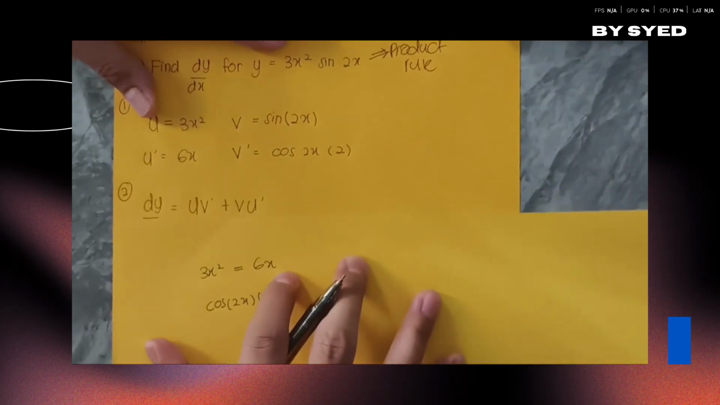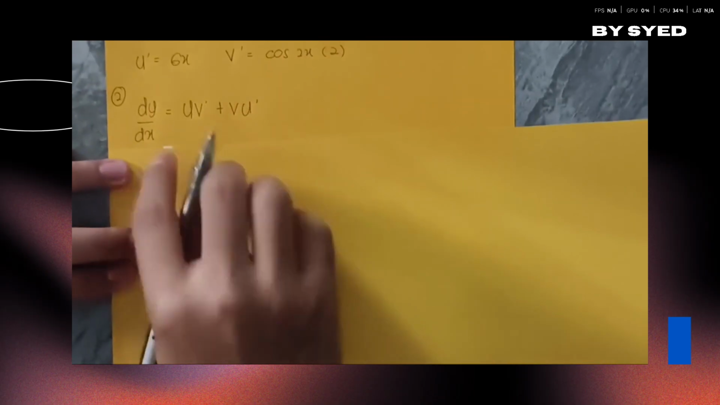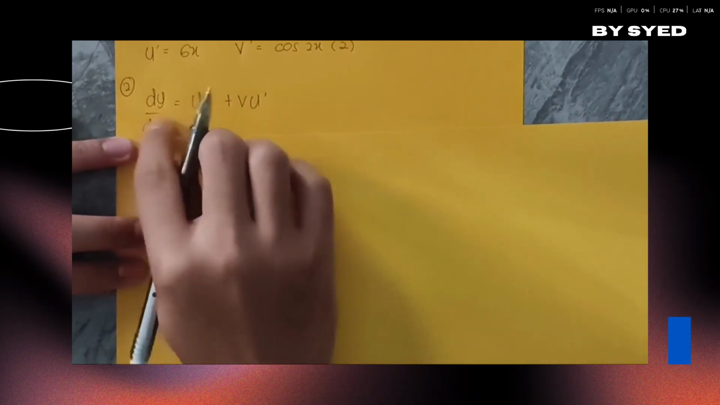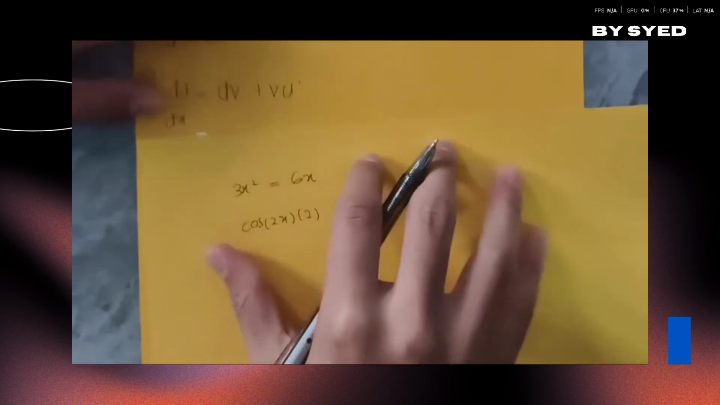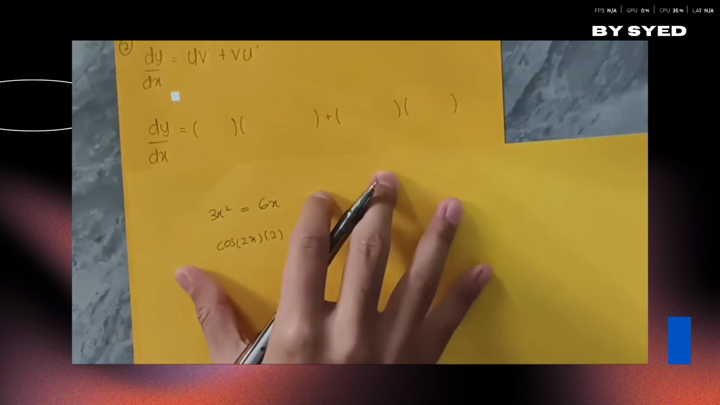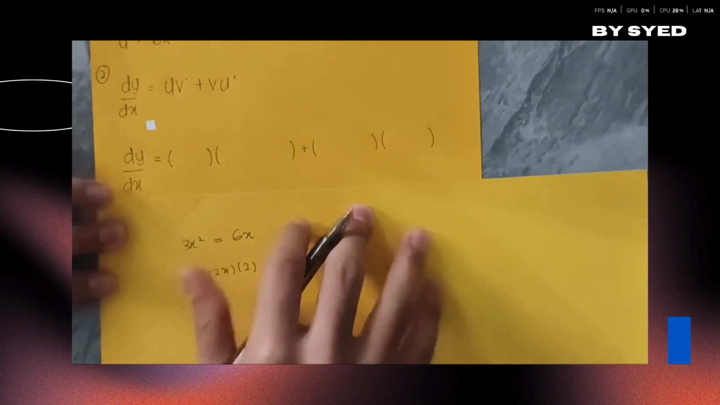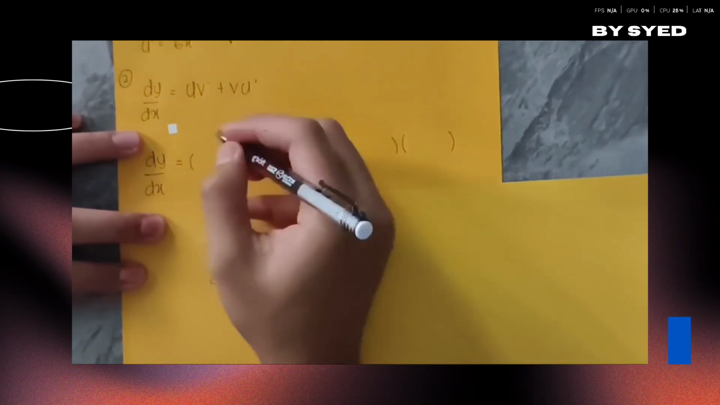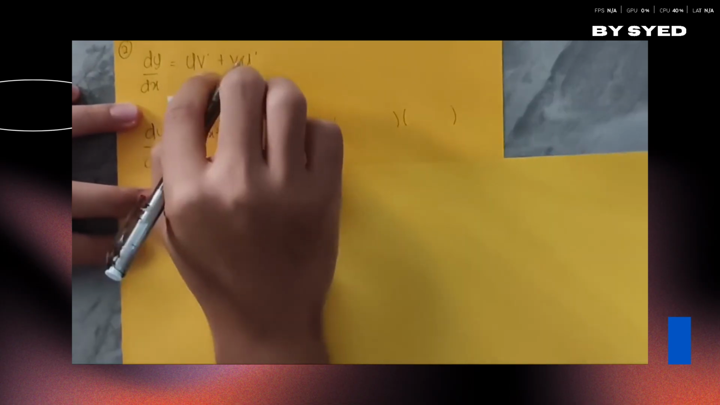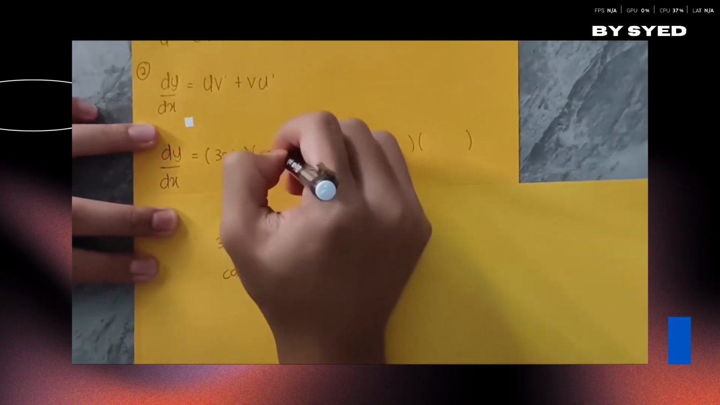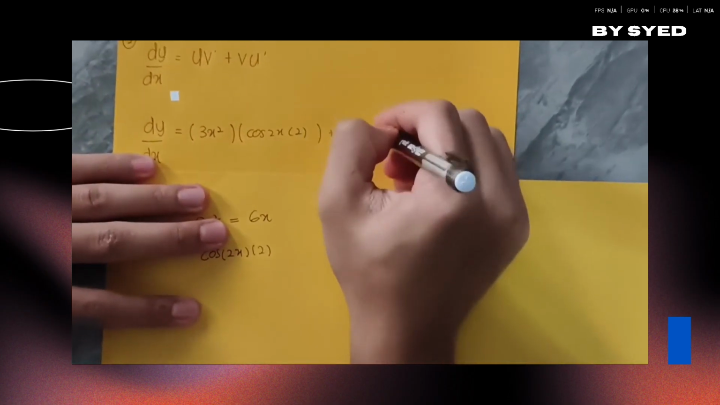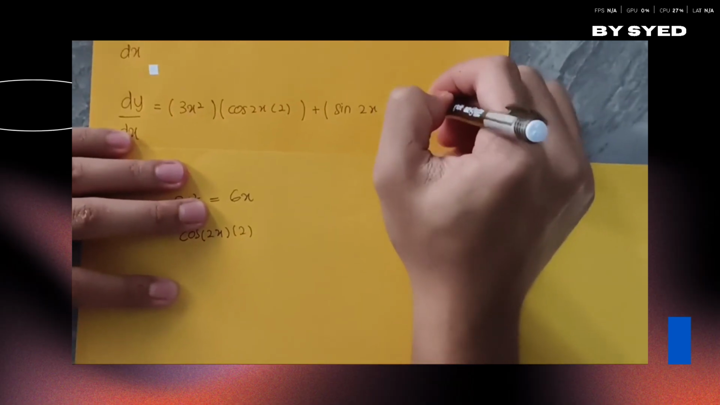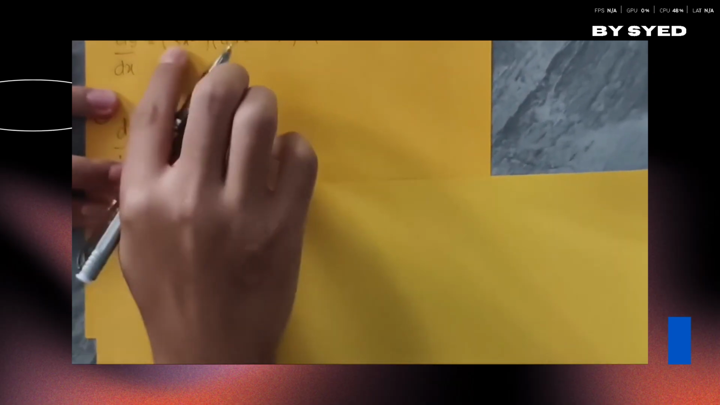Step 2, you can use the product rule, which is dy over dx equals u v prime plus v u prime. And you need to substitute the value of these variables: u is 3x squared, v prime is cos 2x times 2, v is sine 2x, u prime is 6x. Simplify the equation.